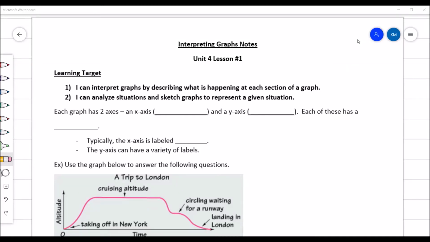Today we're looking at interpreting graphs notes. At the end of this video, you should be able to interpret graphs by describing what is happening at each section of a graph, and you should be able to analyze situations and sketch graphs to represent a given situation.